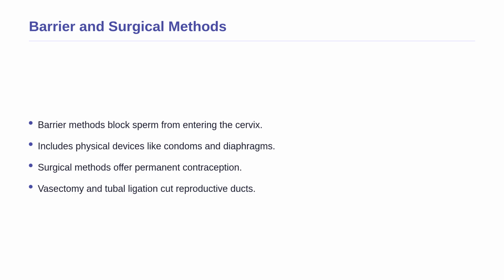On the other end of the spectrum, surgical methods, like vasectomy in males and tubal ligation in females, offer permanent contraception. These procedures work by physically cutting or blocking the reproductive ducts, ensuring that the sperm and egg can absolutely never meet.